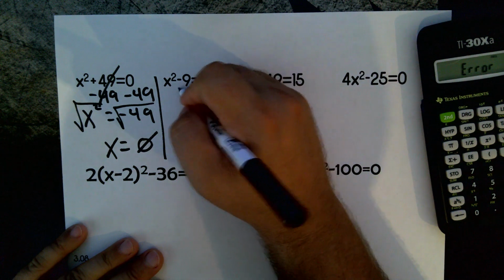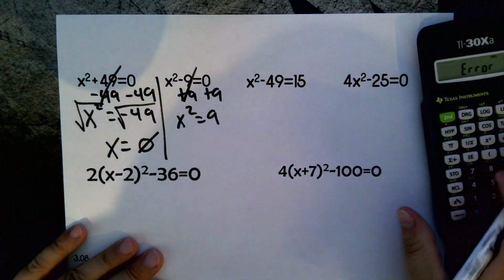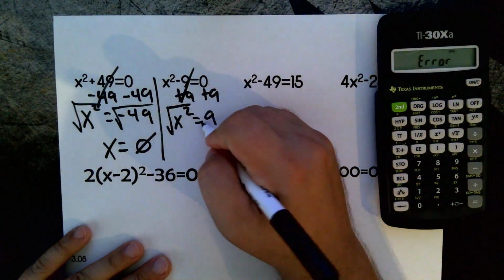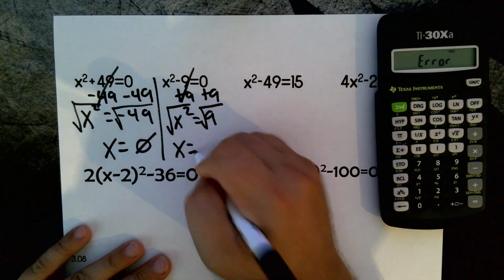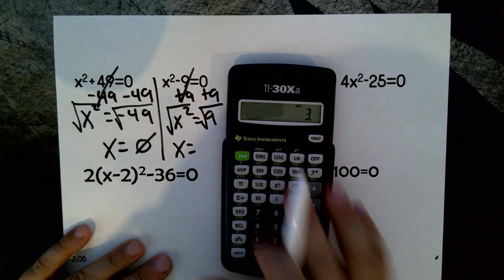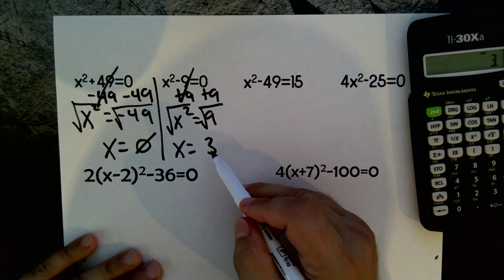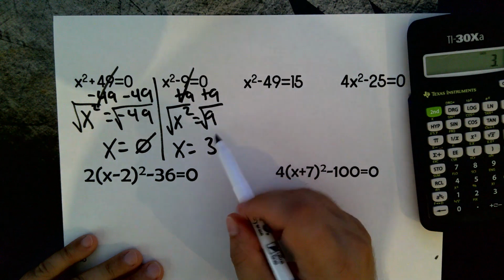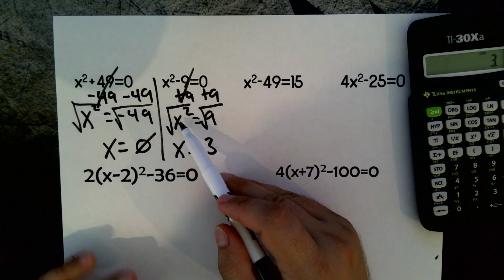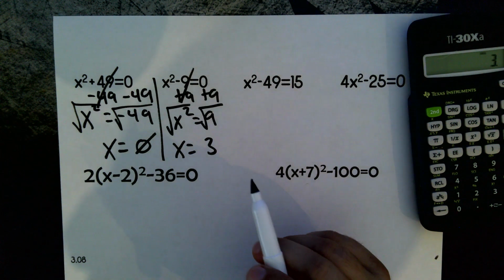All right, the next guy, we're going to add 9 to both sides to get the x squared by itself. Okay, and now we're going to take the square root of both sides to isolate the x. If I go into my calculator and I hit 9 and the square root, it's going to give me 3. Okay, so I got 3, but that's the square root of 9. When we're taking the square root of a variable, if you think about this, what could x have been to become 9? Well, 3 squared is obviously 9.